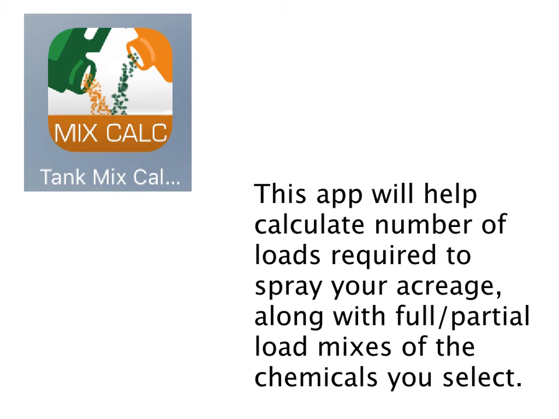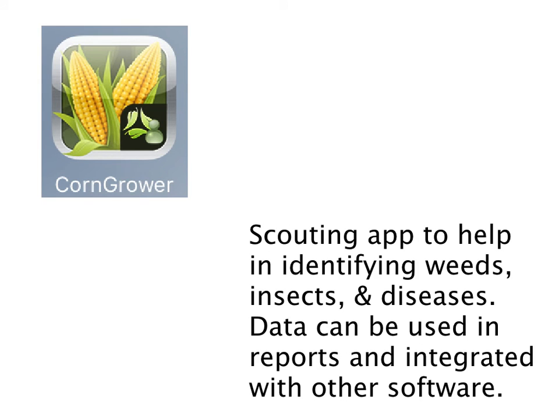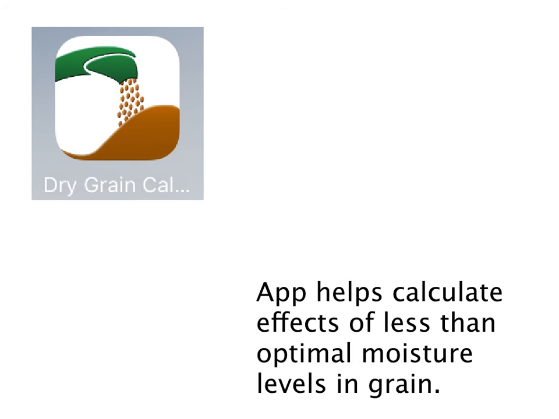The Mixed Tank Calc, I've mentioned that earlier. This is an app to help calculate the number of loads that's required to spray your acreage, along with the full or partial load mixes of the chemicals you select. For those who are corn growers, you need to scout your fields to identify weeds and insects. This is an app that can help. The data in it can be used in reports and integrated with other software. Along the grain side of things again, this is an app to help calculate the effects of less than optimal moisture levels in your grain.